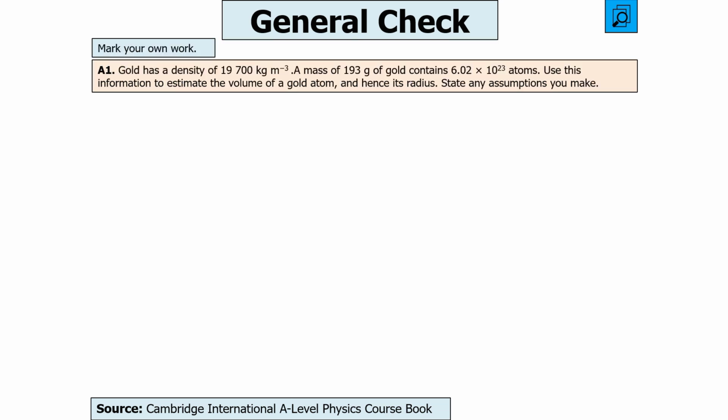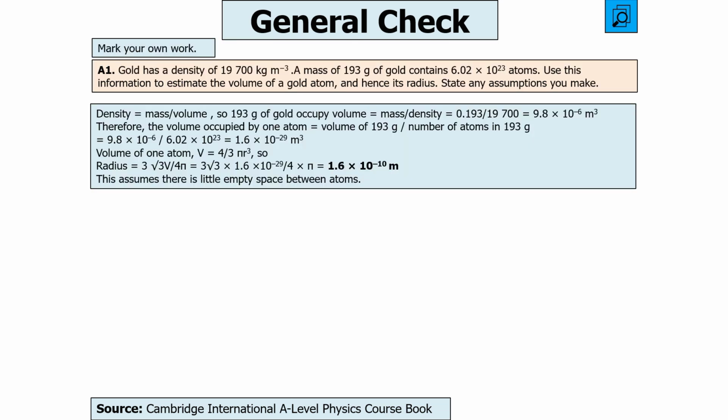Right, in this question, we know that density is mass over volume. So 193 grams of gold occupy a volume of mass over density. So you can work that through to be equal to 9.8 times 10 to the minus 6 meters cubed. Remember, we turned grams into kilograms in this question. So the volume occupied by one atom is therefore the volume of 193 grams divided by the number of atoms in 193 grams. So we can work it through with Avogadro's number, and we get 1.6 times 10 to the minus 29 meters cubed.